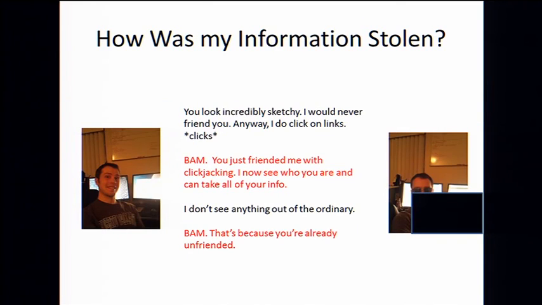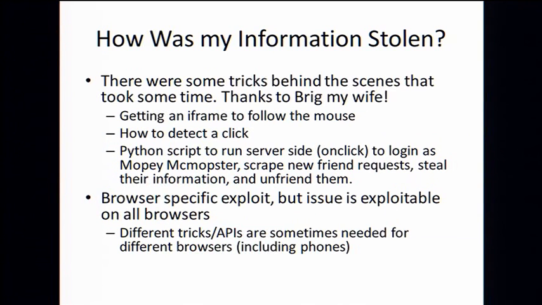And so what actually happened is, I clicked on this page with this button that was following my mouse that unfortunately was not visible. I click that, and then there's this event that happens when I click on that link. And so that page then detects the click, it logs into its evil account, scrapes the friend requests, retrieves all my friend information, and then unfriends me. And so after he unfriends me, I don't even see anything out of the ordinary.